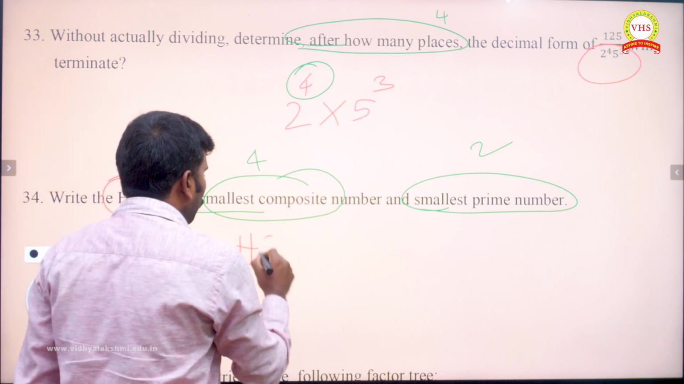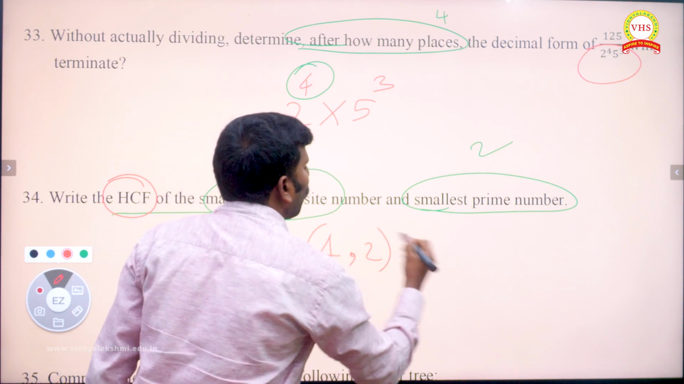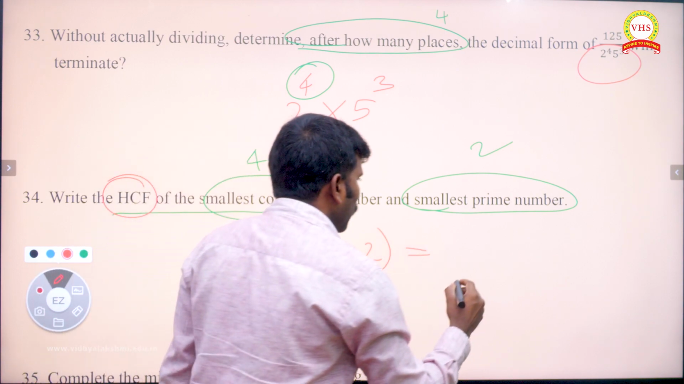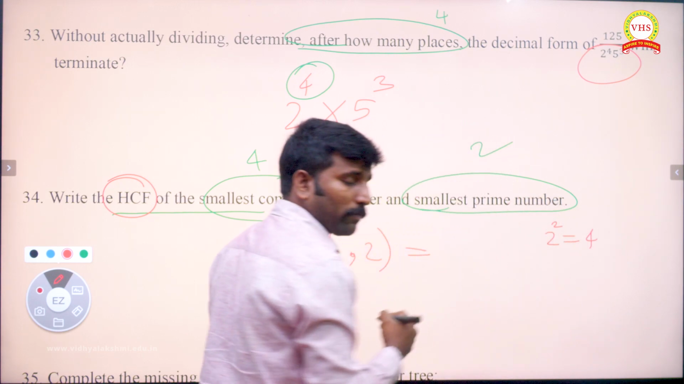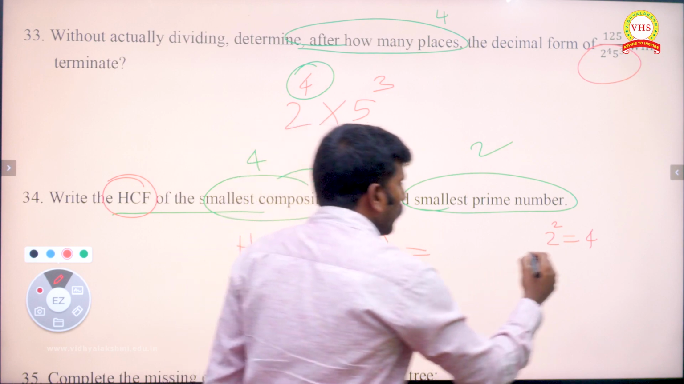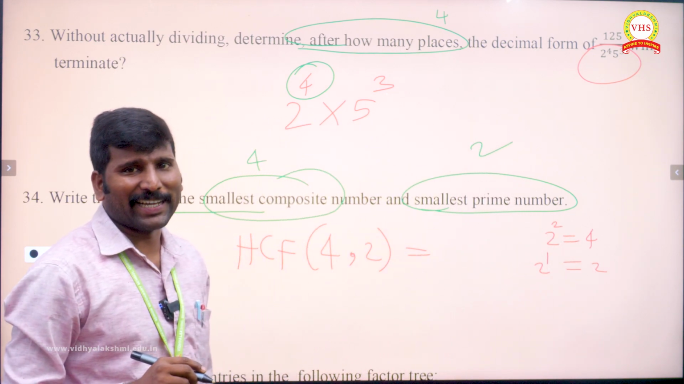So HCF of 4 comma 2 equal to what they are asking. 4 you can write as 2 square, 2 square equal to 4. 2 you can write as 2 power 1.